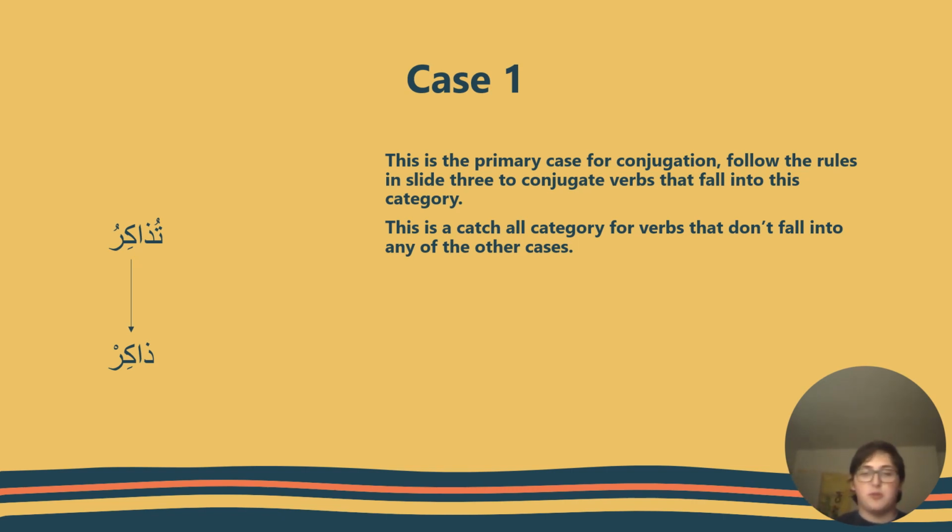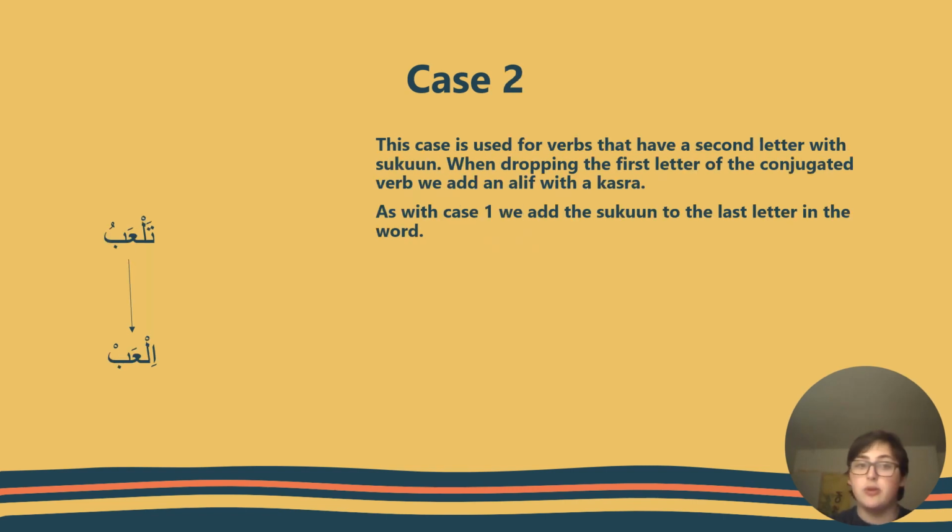You basically just follow the rules that I listed out thus far, and you get to the imperative tense. And that brings us to case two. This one is going to see our first bit of irregularity. So this case is used for verbs with a sukun on the second letter. So when dropping the first letter, now we add an alif with a kasra under it.